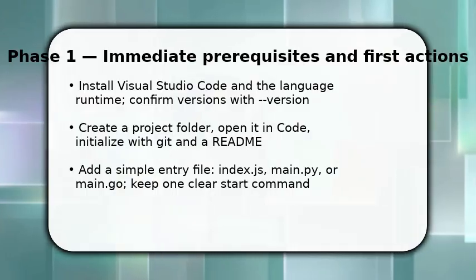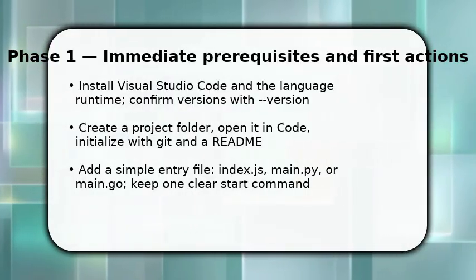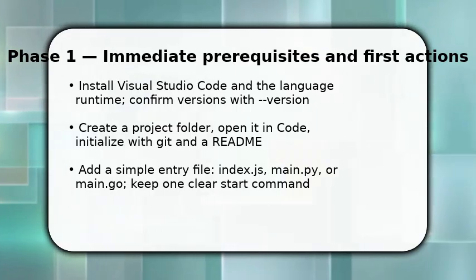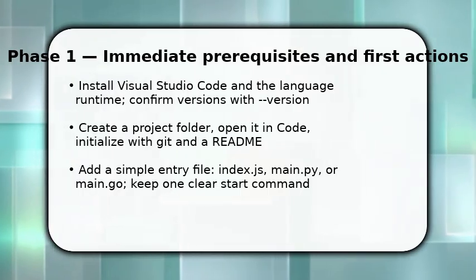You start by getting essential tools in place and then acting immediately. Install Visual Studio Code and your language runtime and open the project folder in Code. Once done, initialize Git and add a README so your work is tracked.